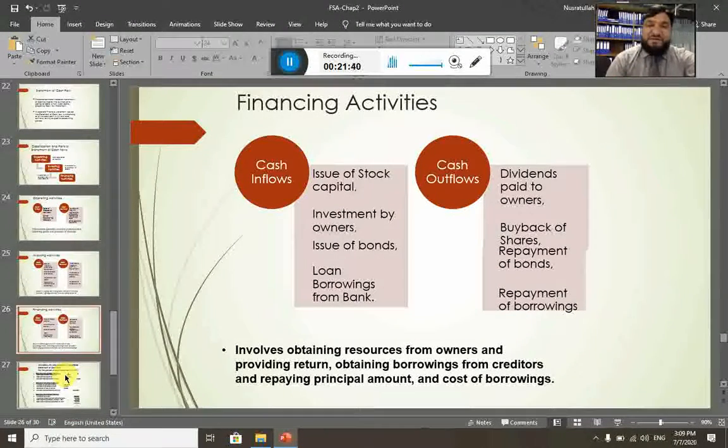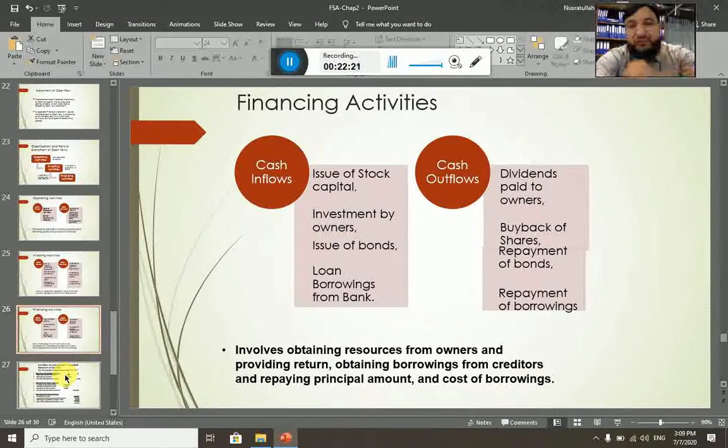Next we have financing activities. Financing activities, what are they? When we issue stock or capital, that is basically inflow. When we issue stock, when we issue bonds, against that we receive money. That money is not ours. That is basically the money owed by the business to the shareholders or to the creditors. So basically that money is inflow under financing activity. When we borrow from a bank or we get a loan from the bank, all of them come under financing activities.